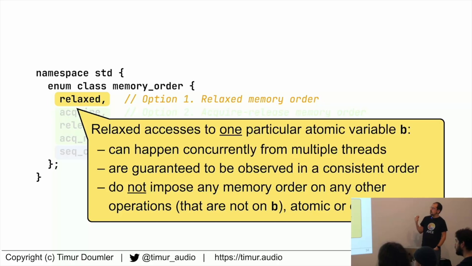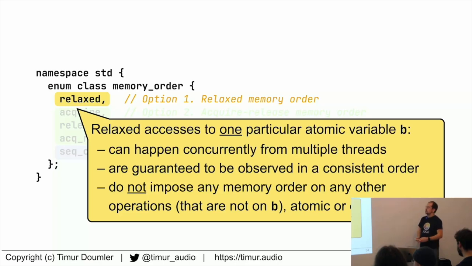What relaxed does is that if you have access to one particular atomic variable, let's call it B, then relaxed atomic says that can happen concurrently from multiple threads. So if you use relaxed atomics, you're not going to have a data race. You're not going to have undefined behavior. It's also guaranteed that for accesses to this one variable, all the threads are going to agree in what order they happen. But it doesn't impose any memory order on any other operations on any other variables, whether they're atomic or non-atomic. So for this one atomic, all the threads agree on the order, but it doesn't say anything about anything else, and it can still be reordered in whichever way the machine wants.